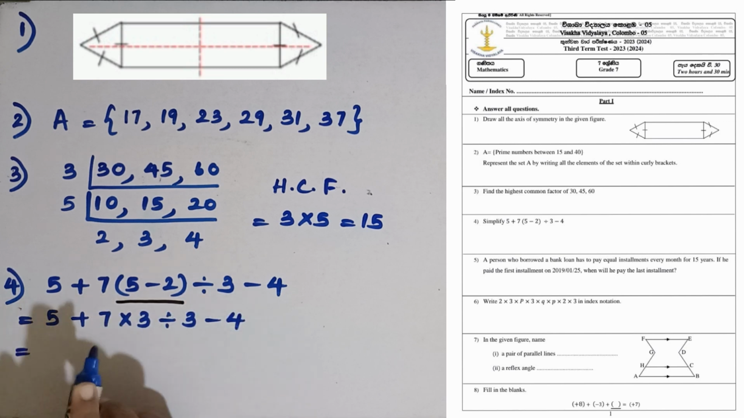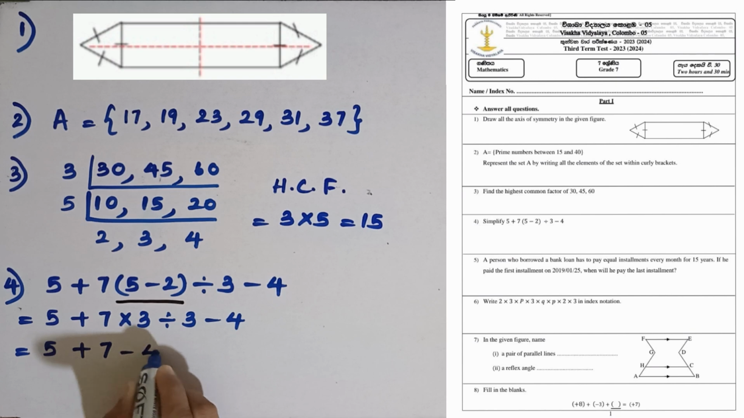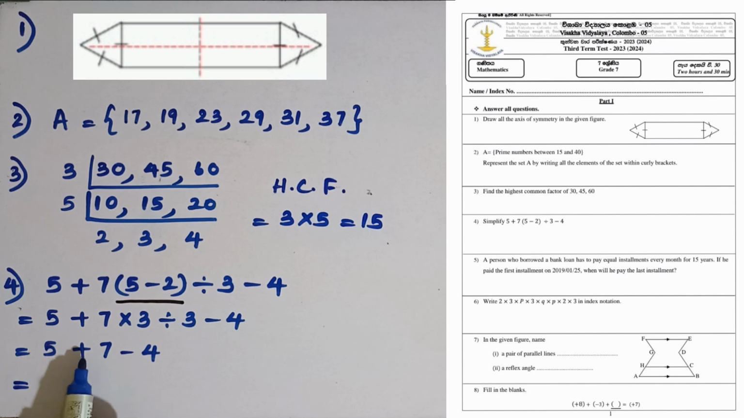Next we have to perform the multiplications and divisions from left side to right side. So we have to perform this multiplication first. Then 5 plus 7 times 3 is 21. 21 divided by 3 is 7. Then minus 4. Now we can perform the additions and subtractions from left to right. 5 plus 7 is 12. 12 minus 4 is 8. The last answer is 8.